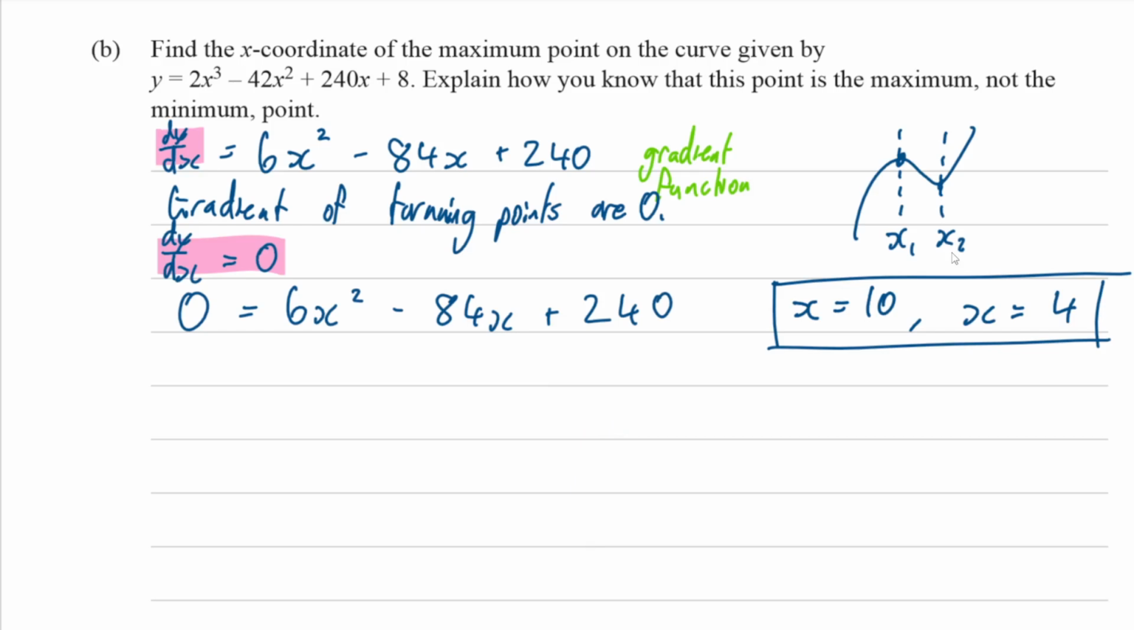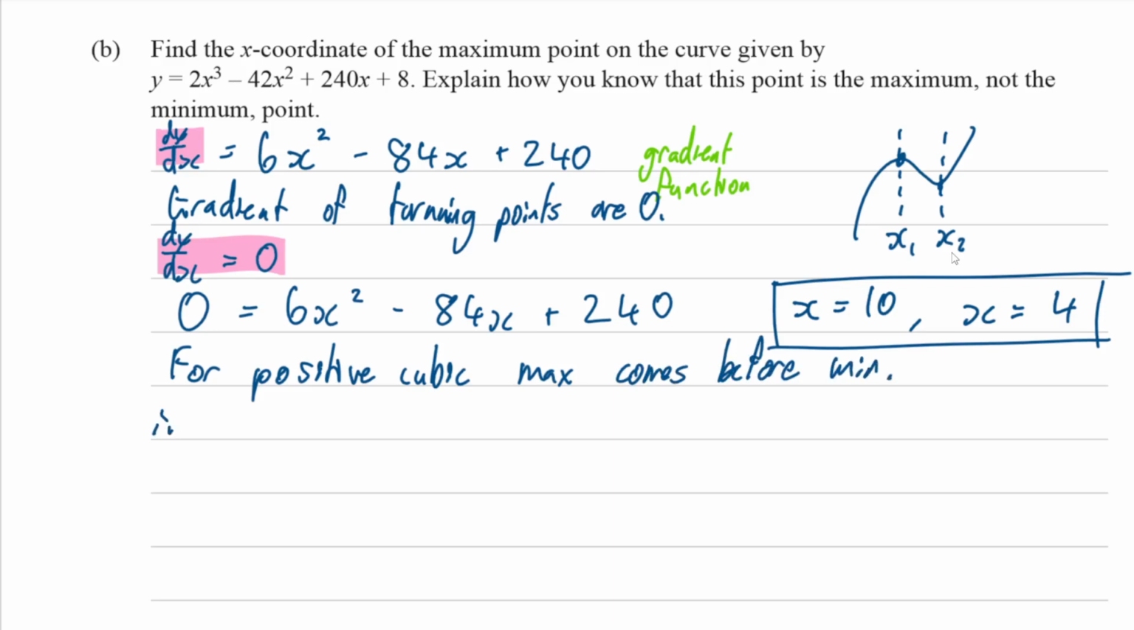Well, looking at our sketch, we know that for a positive cubic, max comes before minimum. So therefore, max is at x equals 4. Right? Because we know what a cubic looks like, the maximum comes first. In other words, it has the lower x value of 4. So that's one way of justifying it.